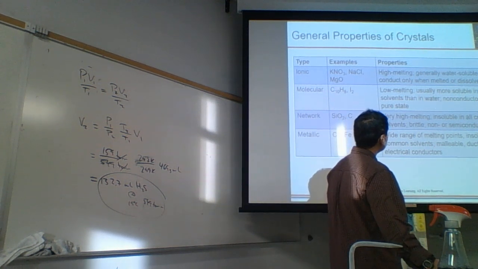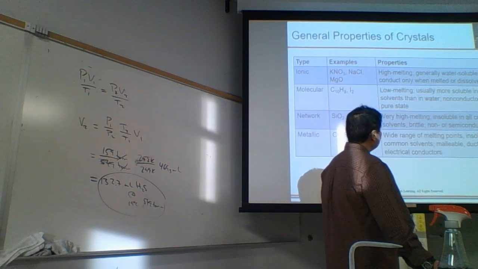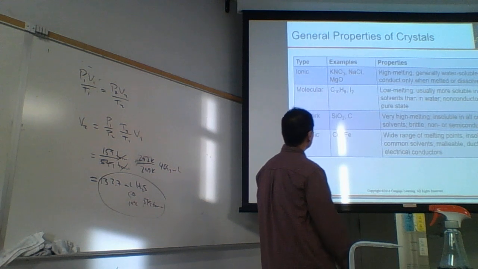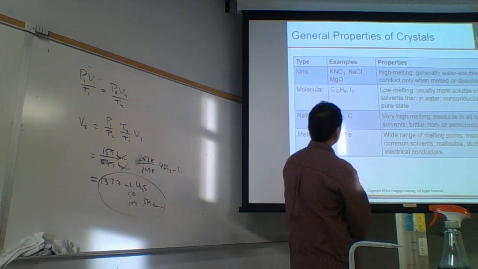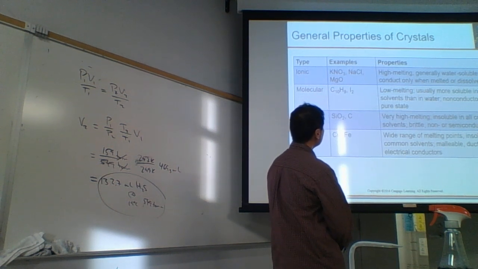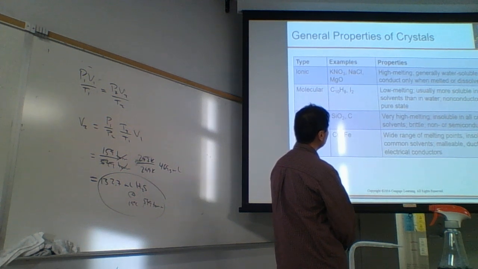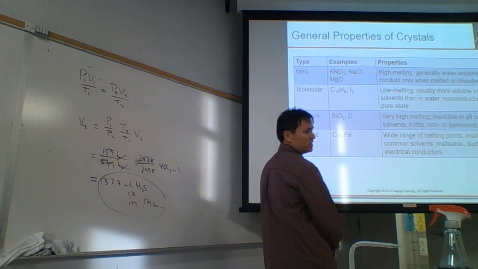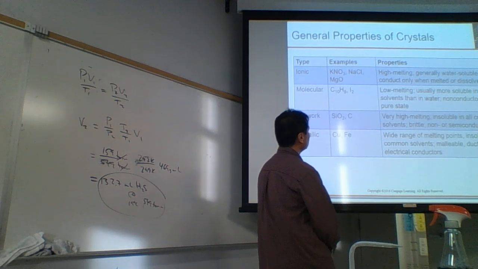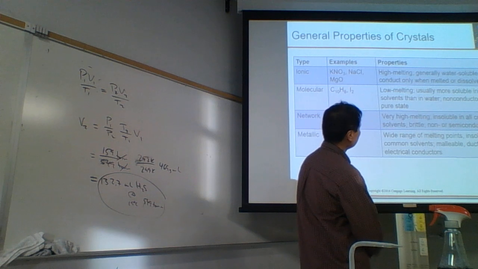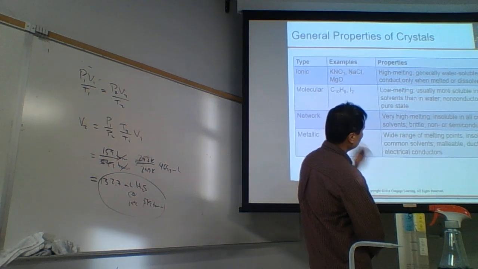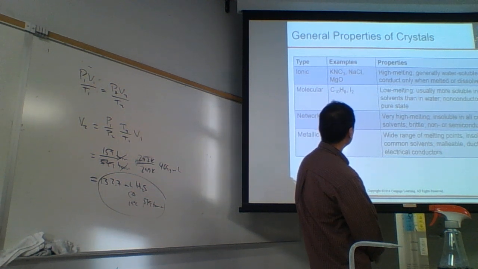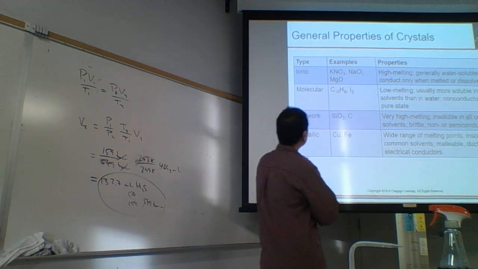And so when we look at ionic solids, like KNO3, NaCl, MgO, these are held together by strong ionic bonds. They're hard to melt, so they have high melting points. Generally, they're water soluble. These salts, like KNO3, group 1 salts are soluble. Nitrate salts are soluble. Sodium salts are soluble. MgO is actually insoluble. So that's why they say generally water soluble, but not all. They're brittle. They conduct only when melted or dissolved. In the solid state, they don't conduct.